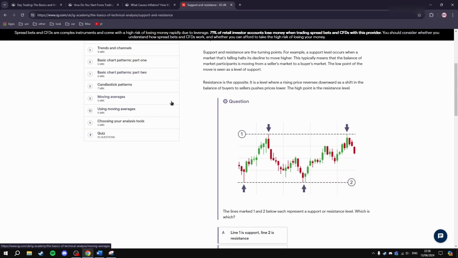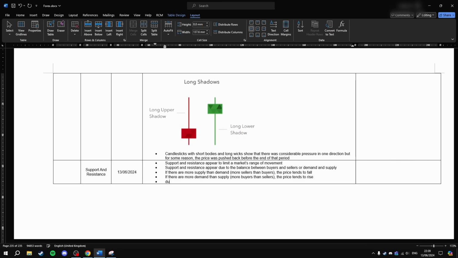Support and resistance are the turning points. For example, a support level occurs when a market that's falling halts its decline to move higher. This typically means that the balance of the market participants is moving from a seller's market to a buyer's market. The low point of the move is seen as a support level. So support and resistance are turning points.